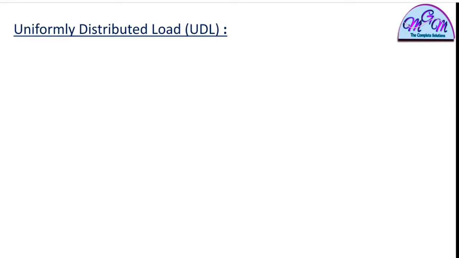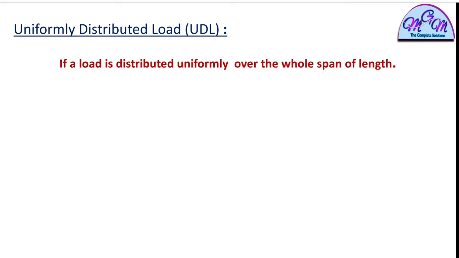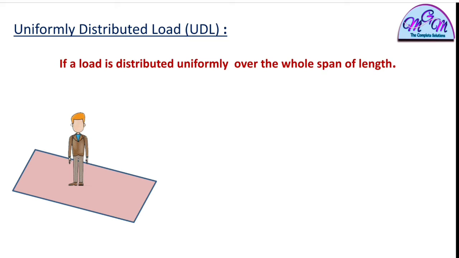So first we will talk about the uniformly distributed load. What is the uniformly distributed load? Uniformly distributed load is the load which is distributed uniformly over the whole span of the length. Then this type of load is called the uniformly distributed load. In the previous video I talked about the concentrated load. Suppose a man is standing on the ground surface, then this will be the example of the concentrated load because its whole area is concentrated to a point.